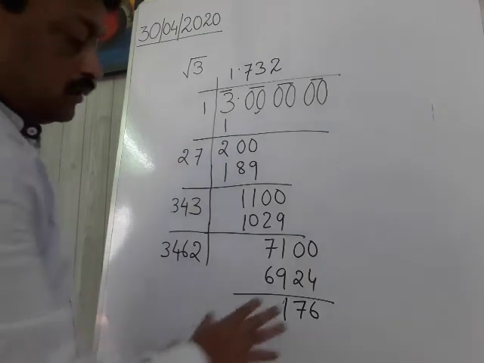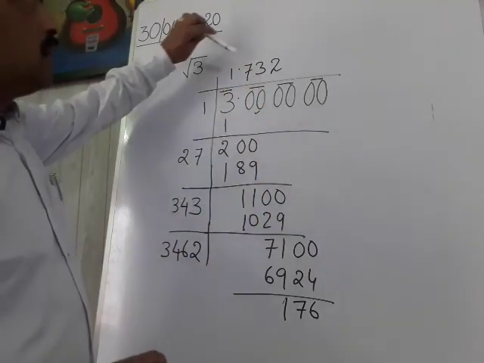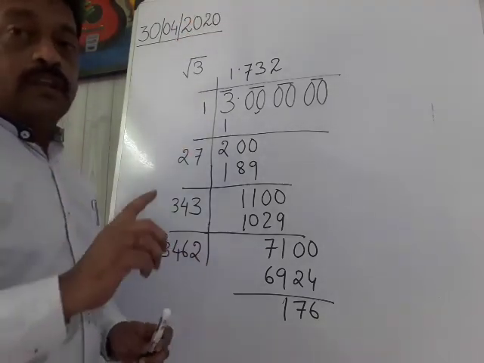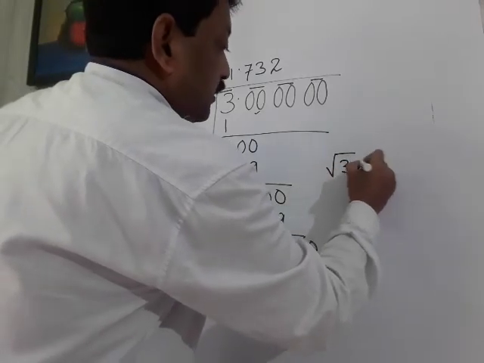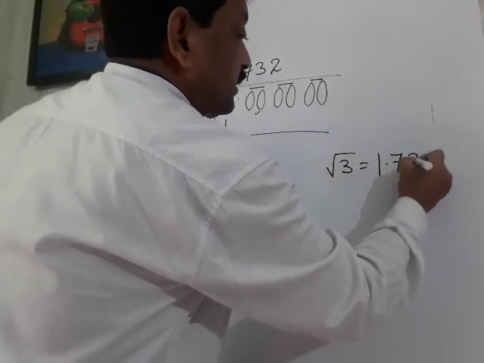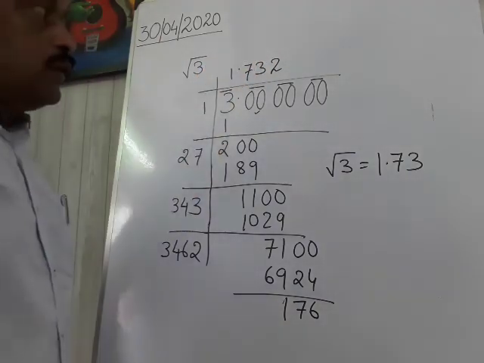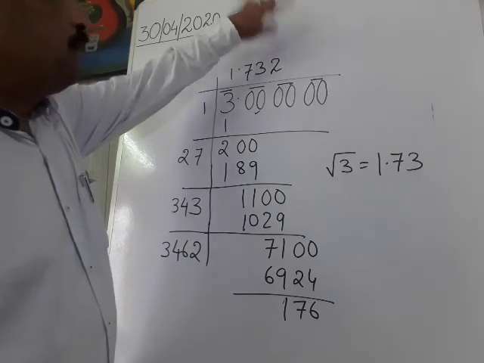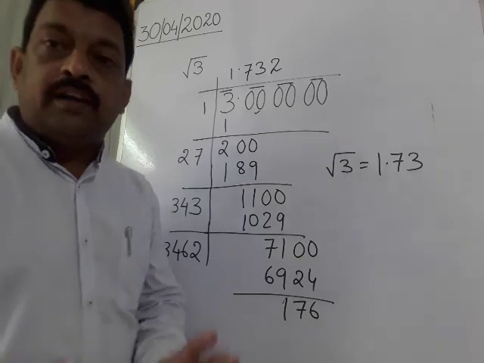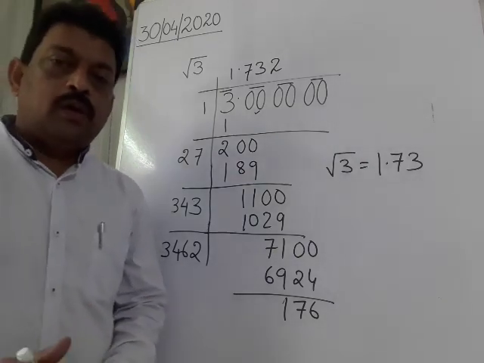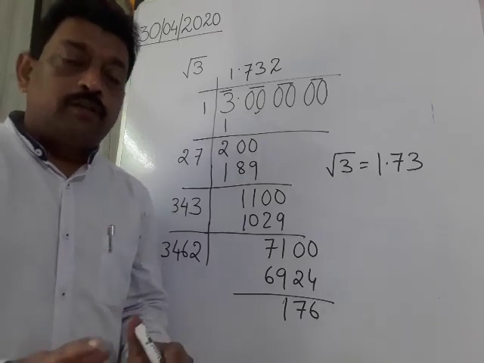Now our step is finished, because we have already obtained the answer in 3 decimal places. We have to find the answer correctly up to 2 decimal places. So root over 3 equals 1.73, because the third digit after the decimal is 2, and according to the rule of rounding off, we have to omit this 2. So the answer is 1.73 correctly up to 2 decimal places. So hope you have understood how to find the square root of any number which is in decimal form.